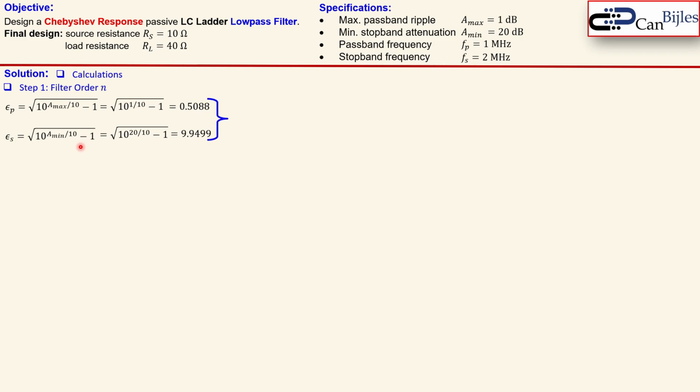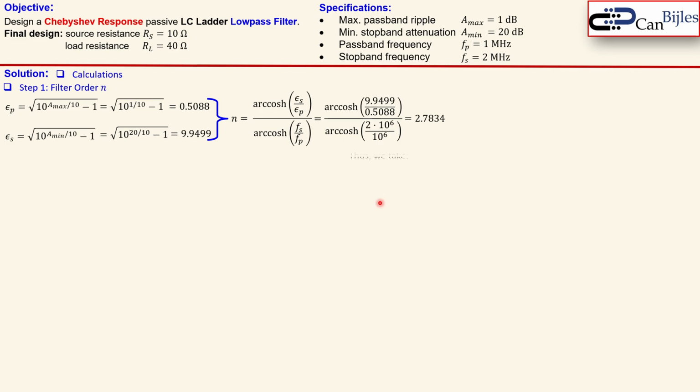Now taking these together, in similar formats as we have done for the Butterworth response, in this case we have a different formula, and we have again epsilon s and epsilon p, and also the stopband and the passband frequencies. Now when you substitute the values here, 2 megahertz, 1 megahertz, and also the other values we just determined, you get 2.7834. So we always need to go to an integer, so we need to take n as 3. So we need to design a third order Chebyshev response filter with a ripple of 1 dB.